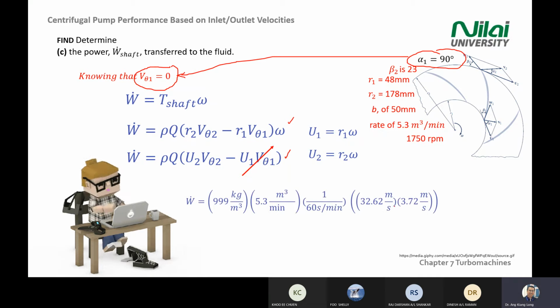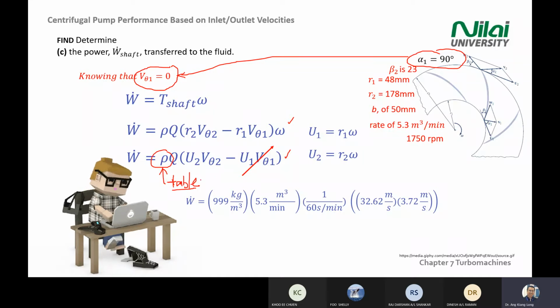Then the rest is the substitution. Again, just a reminder, the density: you need to refer to a table when it comes to the test or final exam. There will be a table given, attached together with the question paper.